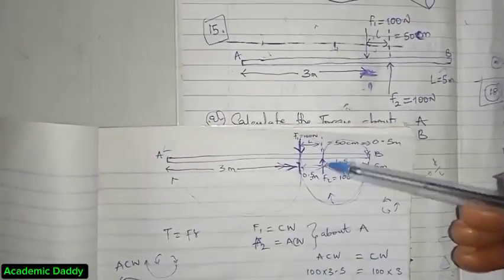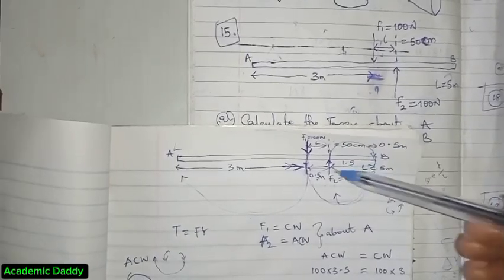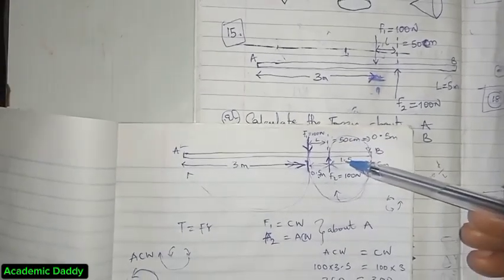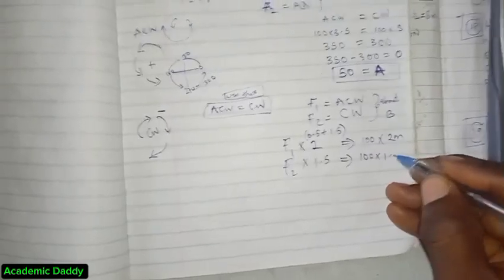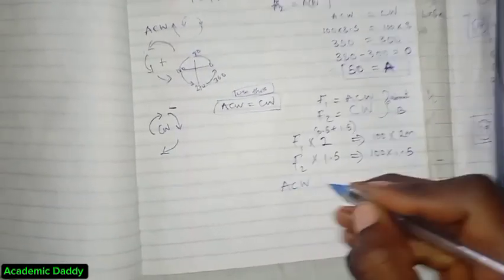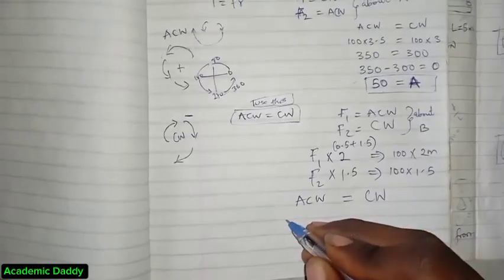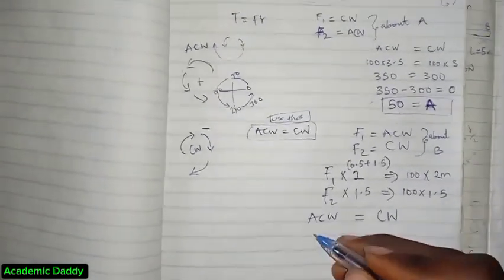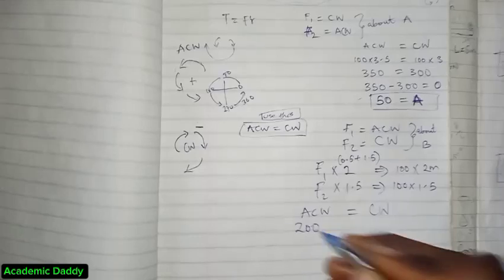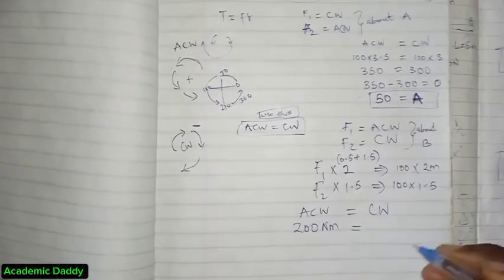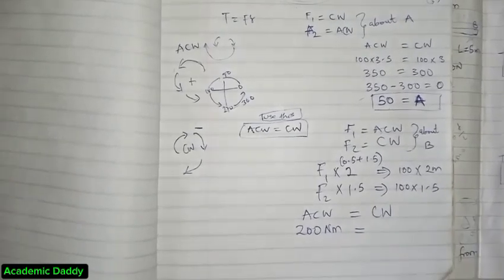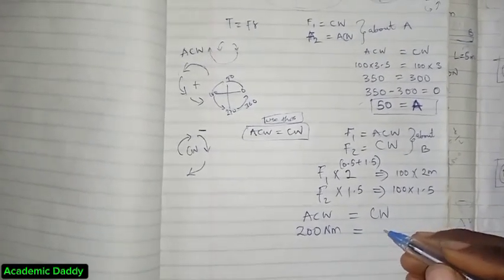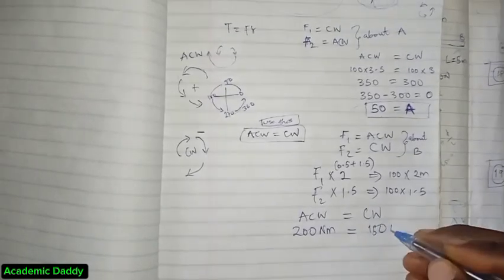Then let's go for F2. For F2, if this moves this way, see that the only distance covered is 1.5. So F2 will be times 1.5, which is 100 times 1.5. So we now say ACW is equal to CW. So 100 times 2 is 200 Newton meter, equal to clockwise, 100 times 1.5, which is 150 Newton meter.